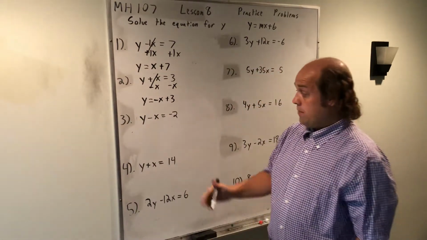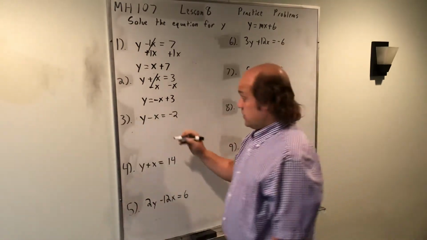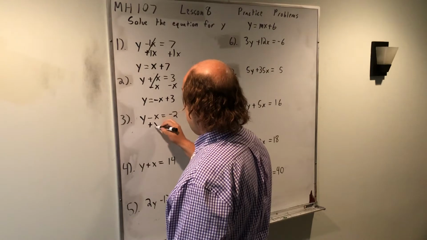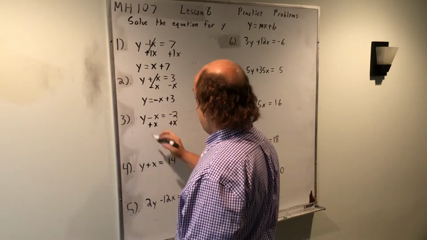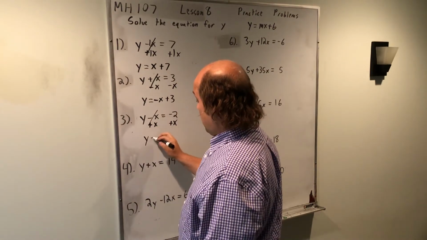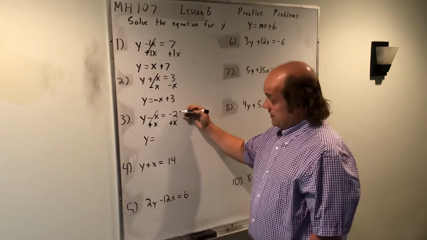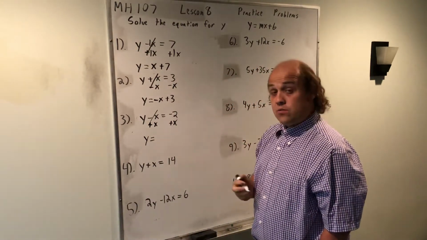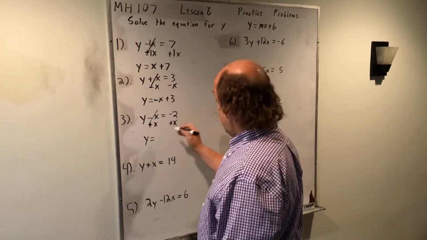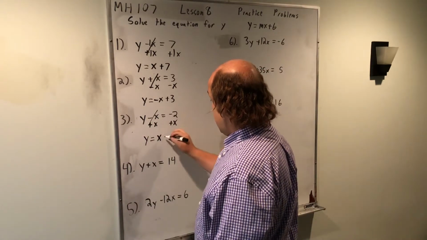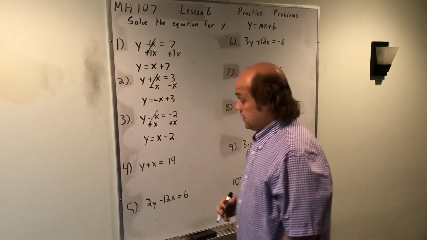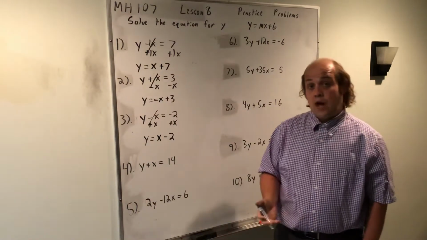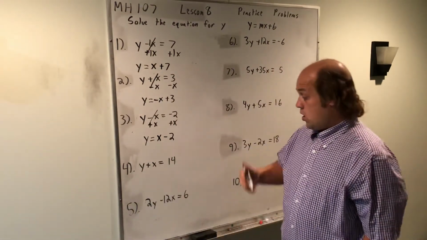When I go to do problem 3, this negative x is what needs to move. I undo a negative x by adding x to each side. That leaves me with just y on the left-hand side. On the right-hand side, I'm combining a negative 2 and an x, which are not like terms. So I'm going to leave it as the x term written first, and then the term with no power of x. That gives me my final answer, y equals x minus 2.